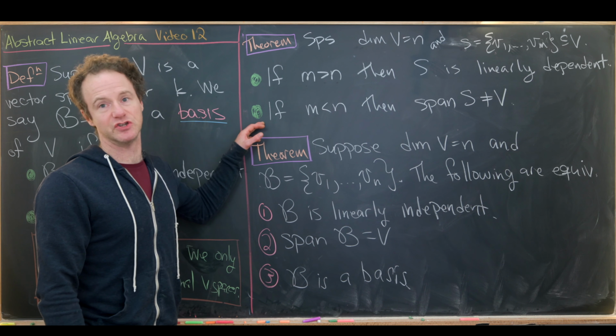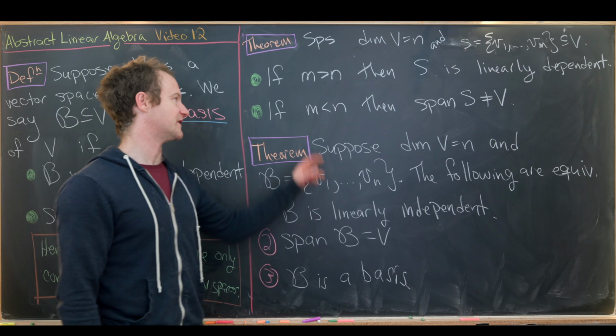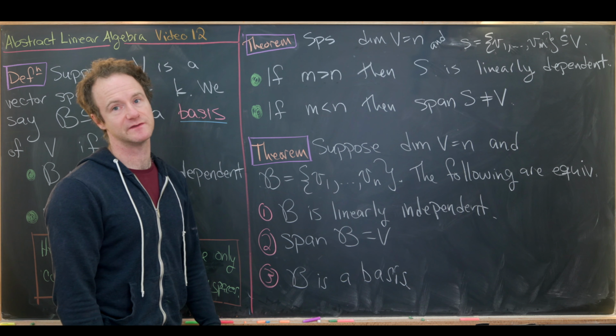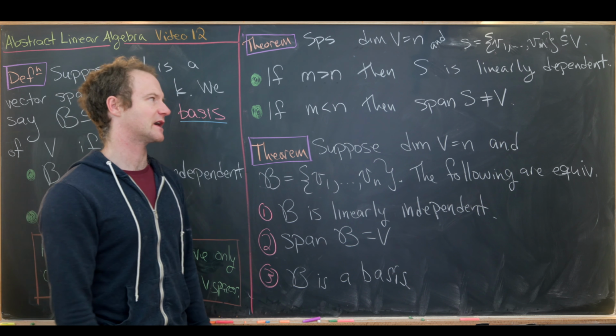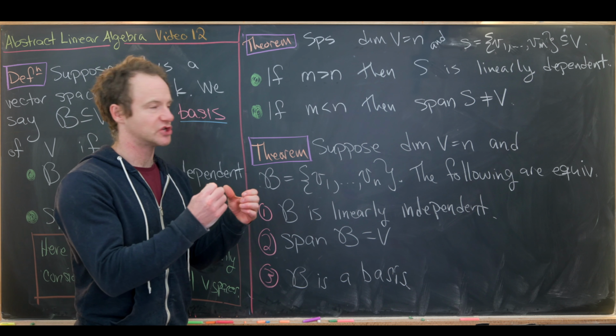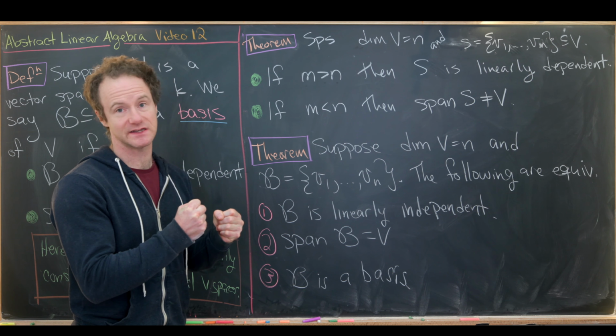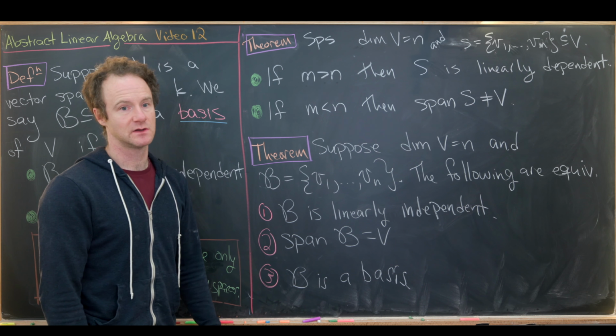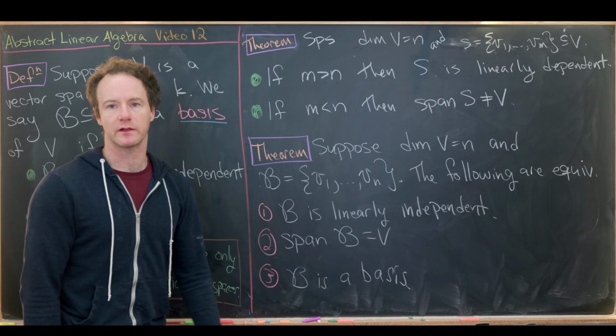And then here's kind of the dual statement to that: if m is less than n, then the span of S is not equal to V. Again, you could do the same kind of thing here. If the span was equal to V, then we could contract S into a basis, but that basis would have less than m elements, but then we've contradicted the inequality again.